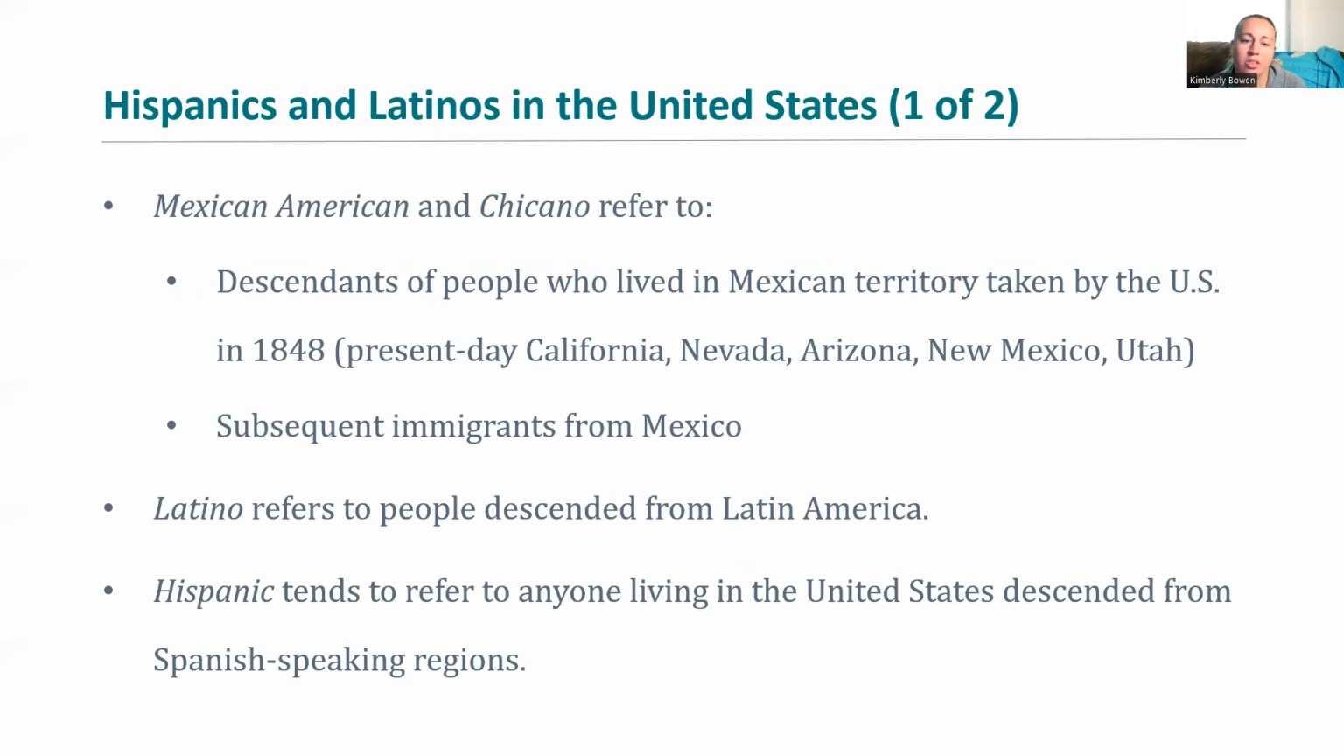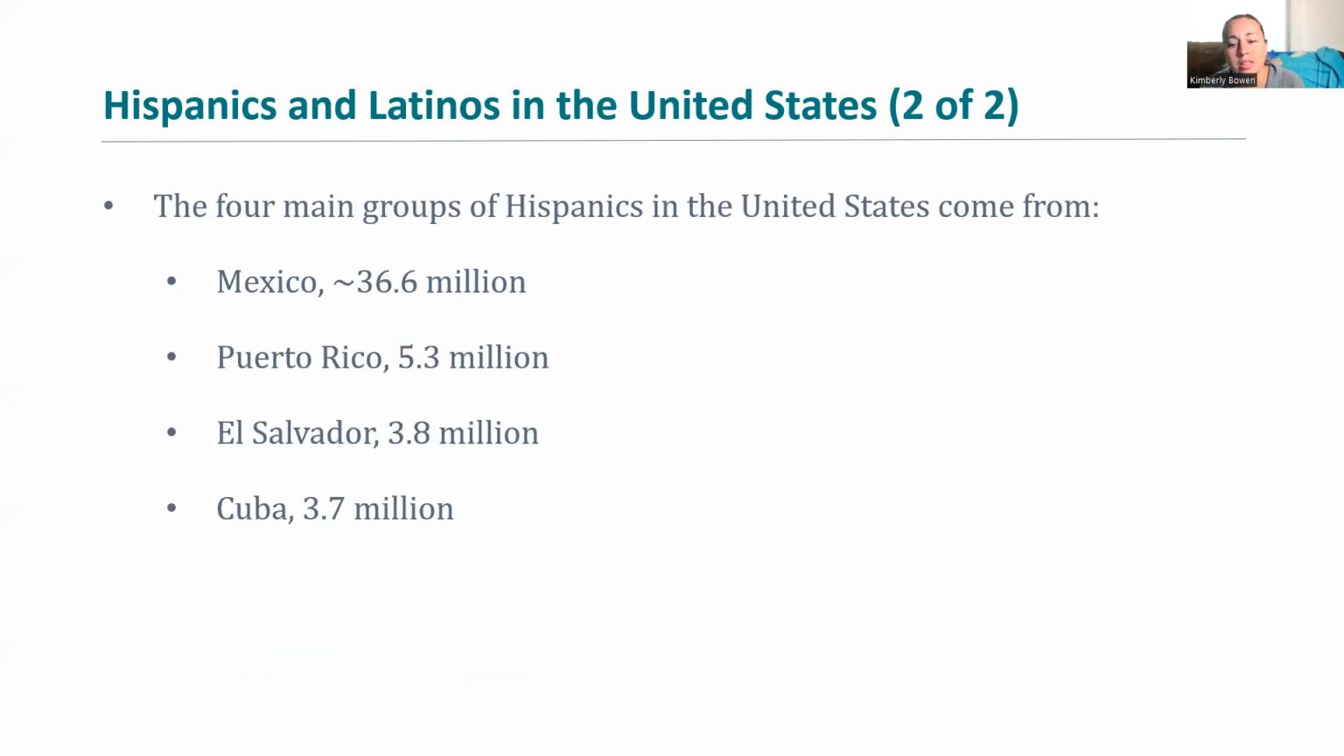Mexican American and Chicano refer to descendants of people who lived in Mexican territory taken by the U.S. in 1848, or present-day California, Nevada, Arizona, New Mexico, and Utah, and subsequent immigrants from Mexico. Latino refers to people that descended from Latin America. Hispanic refers to everyone living in the United States descended from Spanish-speaking regions, which is a significant portion of the world. The four main groups of Hispanics in the United States come from Mexico, Puerto Rico, El Salvador, and Cuba.